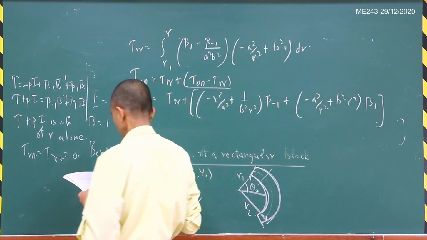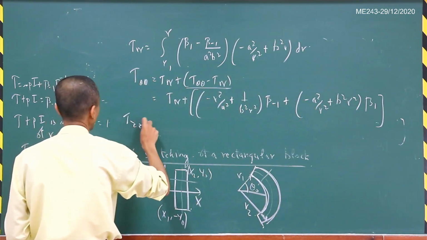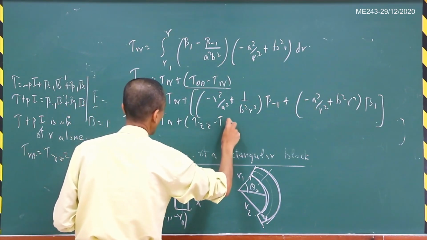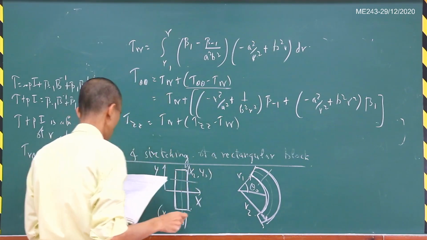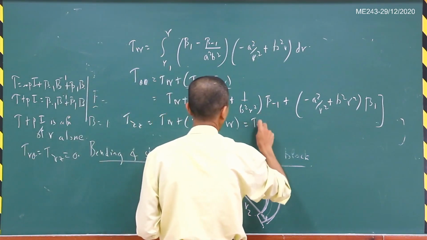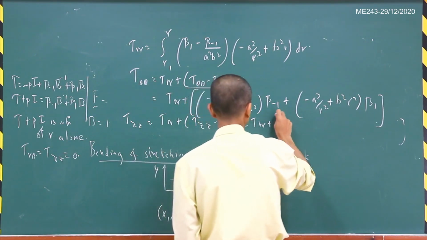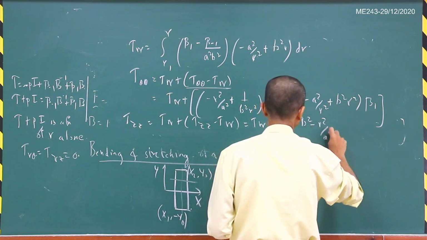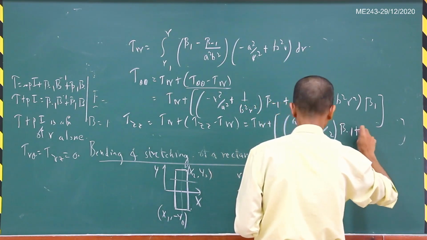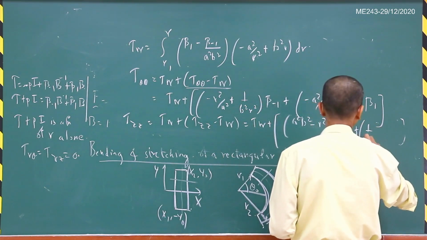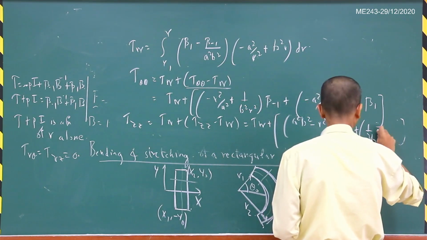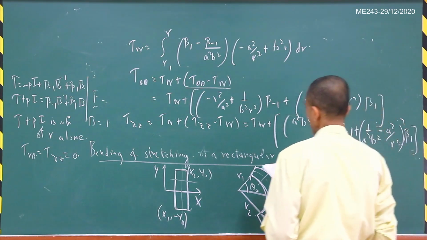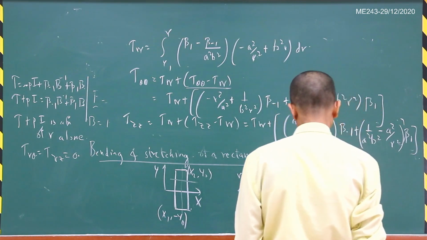And similarly tau ZZ is equal to tau R plus (tau ZZ minus tau RR), and that is equal to tau RR plus (A square B square minus R square by A square) beta minus 1 plus (1 by A square B square minus A square by R square) times beta 1. So this is the expression for this one.